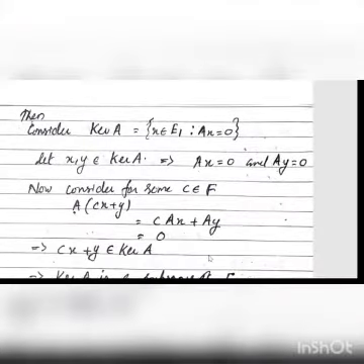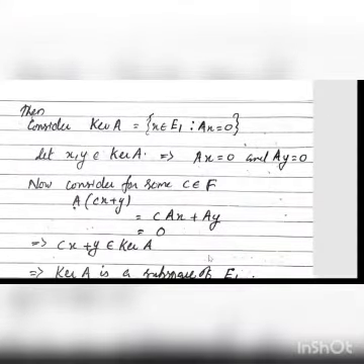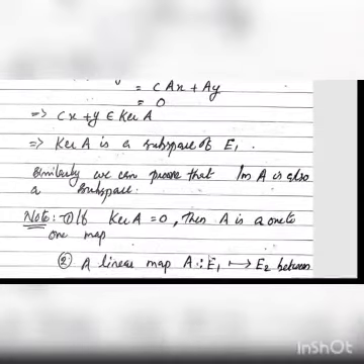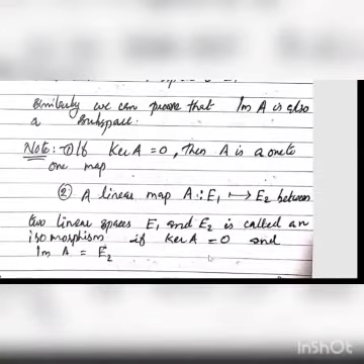Now which implies cx plus y belongs to the kernel of A. Now the kernel of A is a subspace of E1. Similarly, we can prove the image of A is also a subspace; that I am leaving here. Now we can note that if the kernel of A is equal to 0, then A is a one-to-one map.